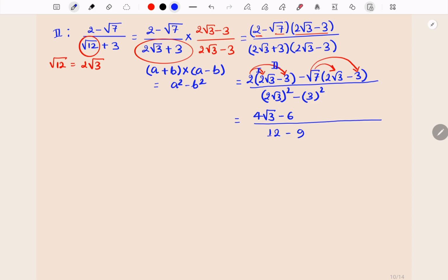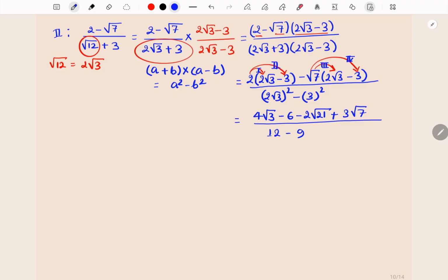Now let's solve the third multiplication. Here we have negative root 7 multiplied by 2 root 3. And that is negative 2 root 21, because we need to multiply the 7 with the 3 under the same square root symbol. And then we have the fourth multiplication, minus root 7 multiplied by minus 3. Negative times negative is positive, and 3 times root 7 is 3 root 7.